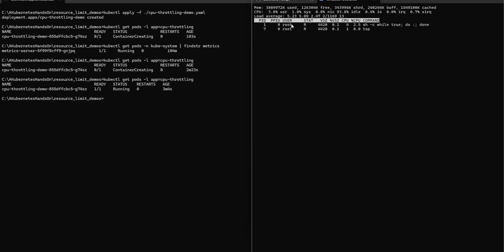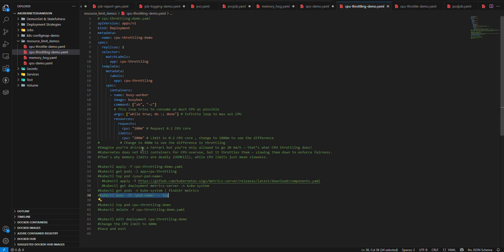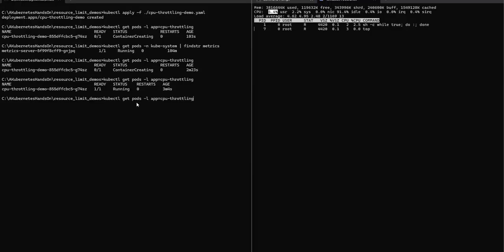Let's wait for a couple more seconds. 3%, 4%, like that it will use. Now for the demo purpose, we will ask it to use the whole CPU. I will ask it to use 1000 millicore and I will apply the command kubectl apply. Resource configured, and let's wait. From 3 it went to 6. Now you see 14. Now CPU has started growing up, right?